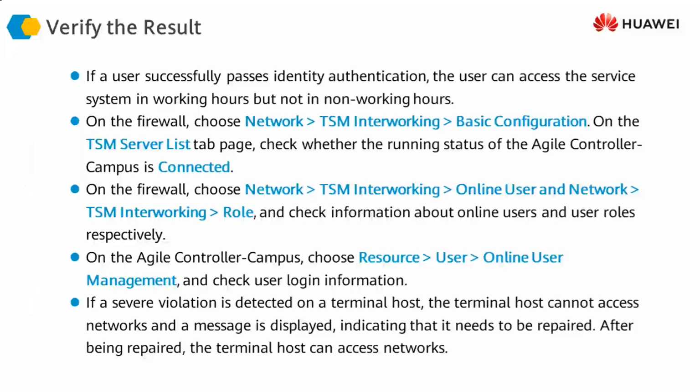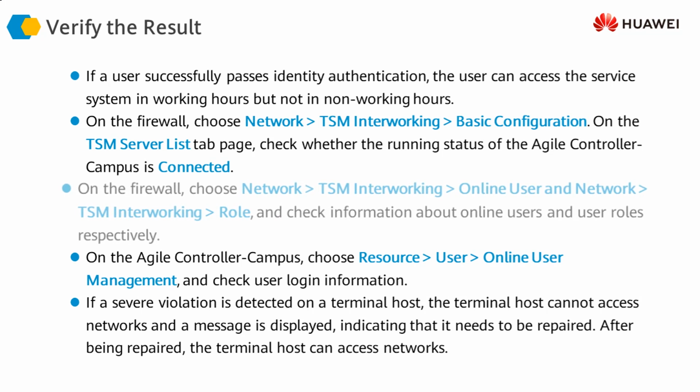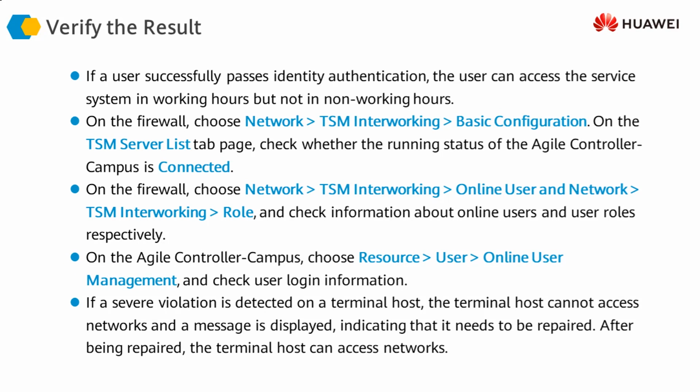We can once again verify this configuration on the firewall. The firewall should be connected to the Agile controller. We can look at the online users either on the firewall or on the Agile controller. Once this is done, our basic configuration for SACG authentication in the bypass mode is complete. Now you know how to configure the SACG authentication in inline as well as in the bypass mode.